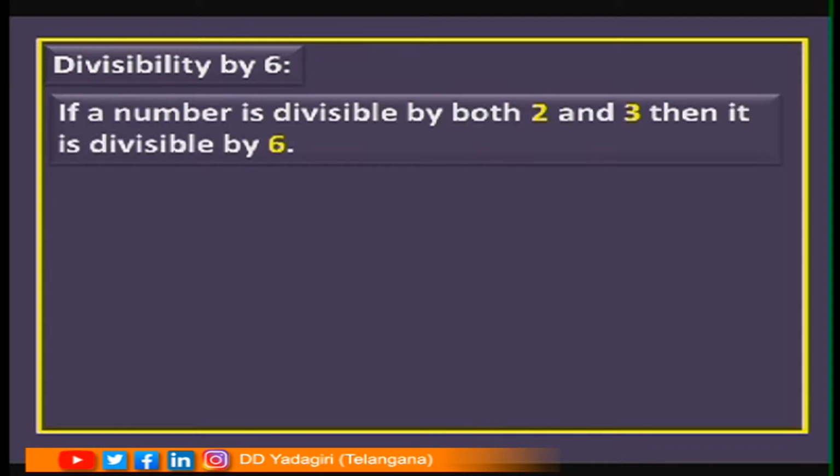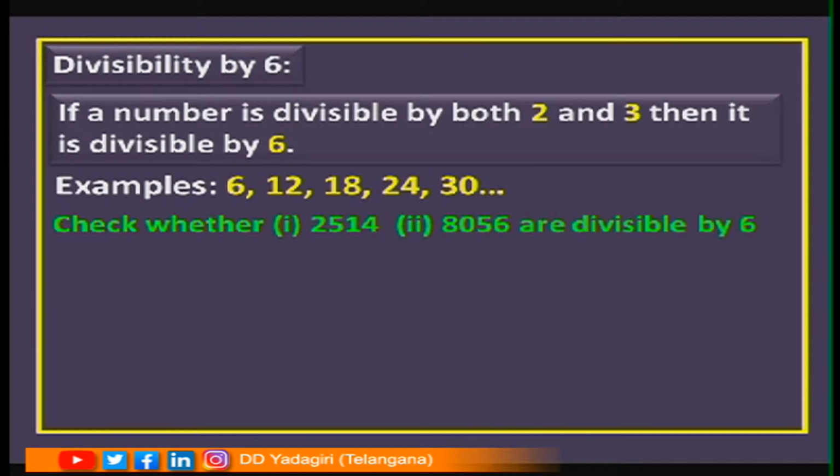Let us move on to our next divisibility rule, which is divisibility by 6. If a number is divisible by both 2 and 3, then it is divisible by 6. Let us take some examples, children, like 6, 12, 18, 24, 30, so on. These are all examples of numbers which are divisible by 6. Let us understand them. So I am taking an example here, 2514 and 8056, and I am going to check whether they are divisible by 6 or not.